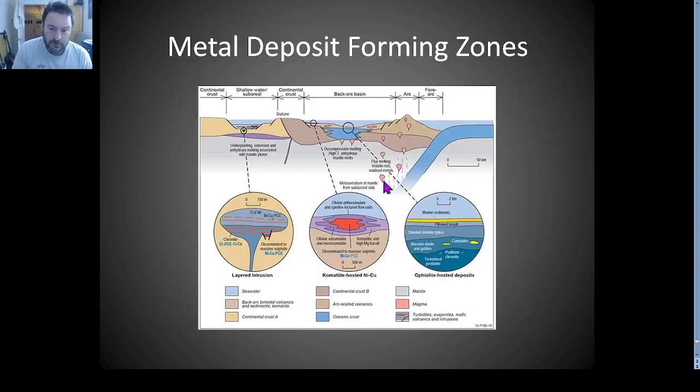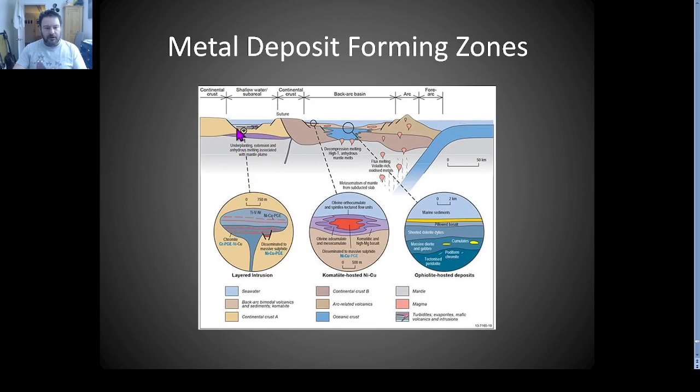All right, just a quick word on metal deposit zones. Remember, I was mentioning those magnetic maps. This is an incredibly complex discussion, but just to give you a quick idea of how it happens.